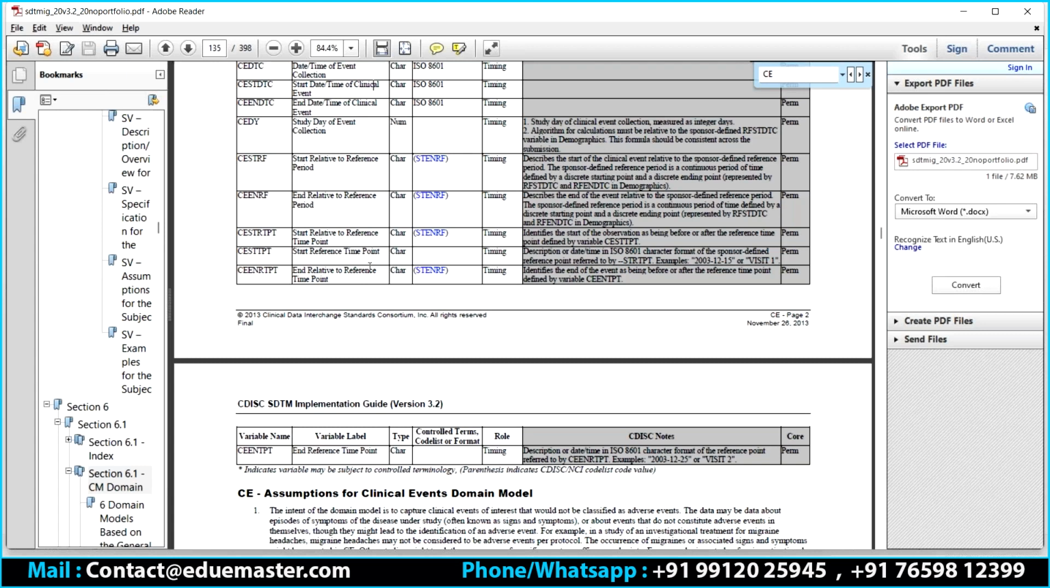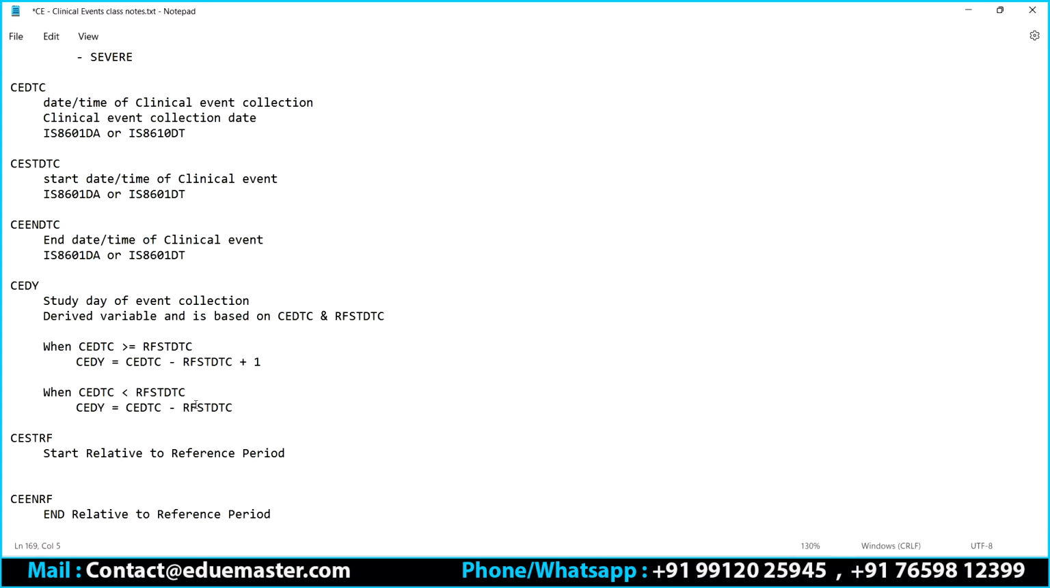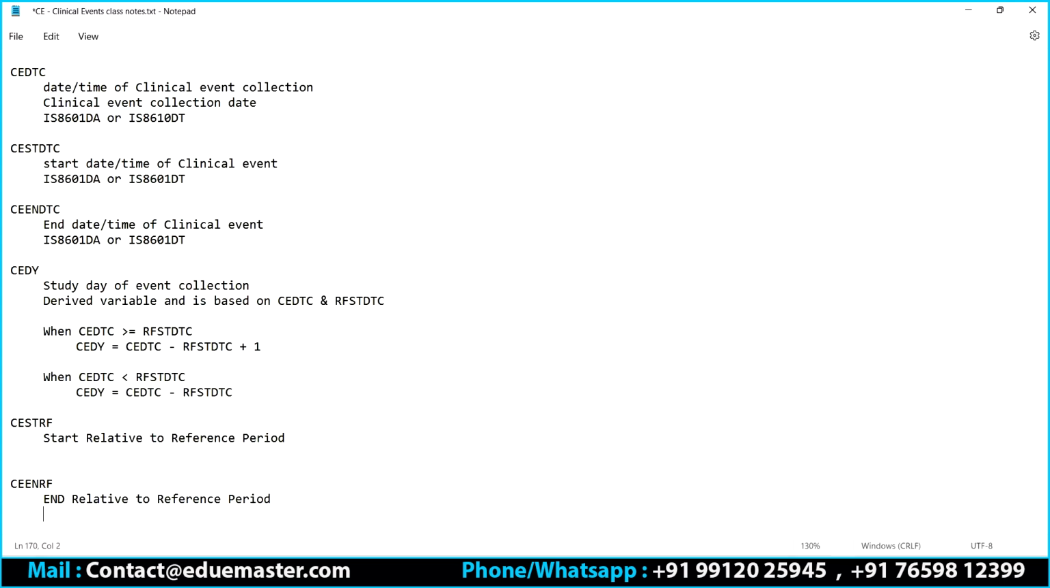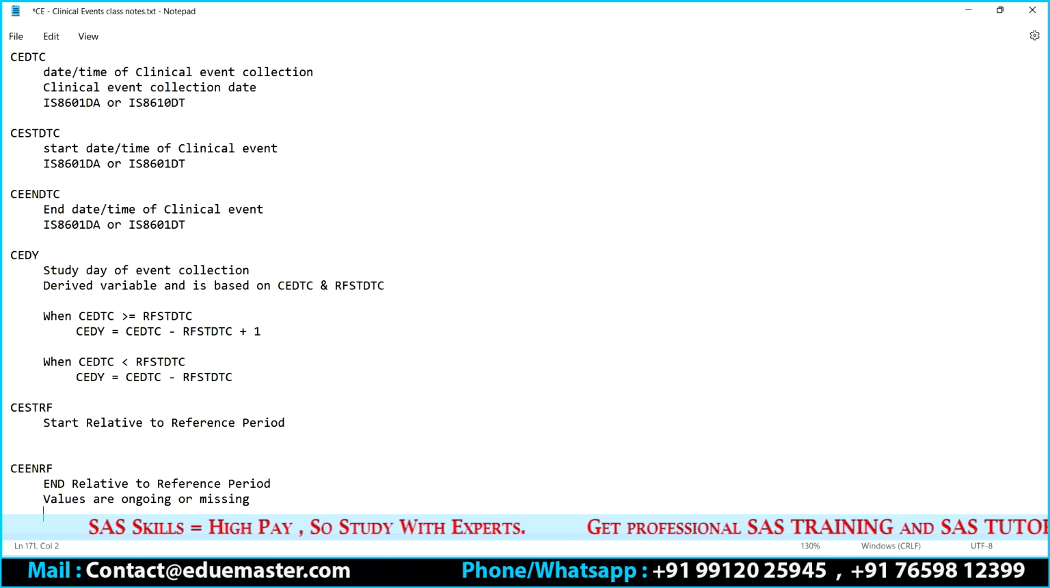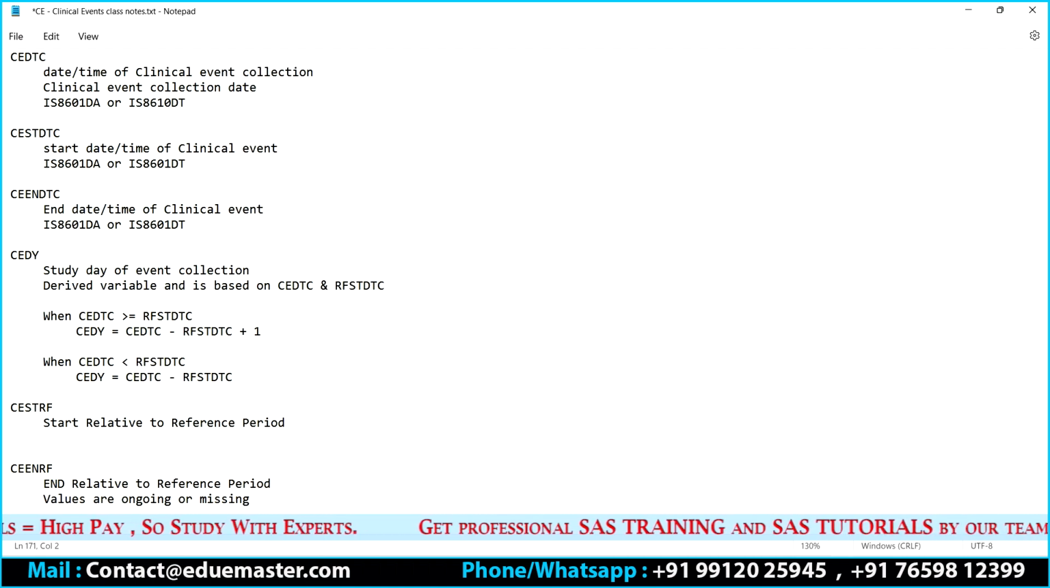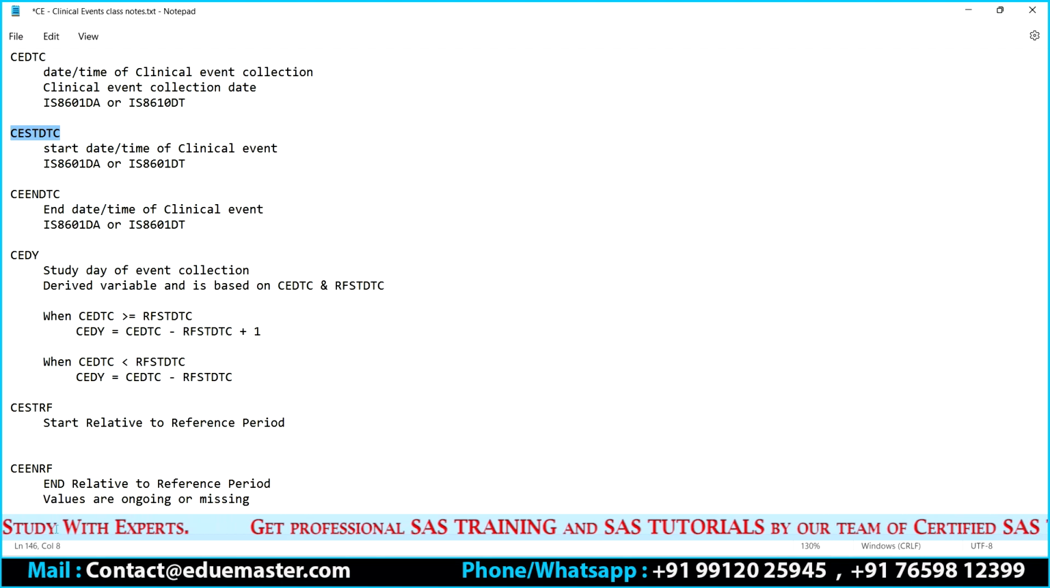Okay, then the most important thing that you need to understand here is how the values are going to be. The values are going to be either ongoing or missing. Only two things. Either it is going to be an ongoing one or it is going to be the missing values. Right? Then, how am I going to define this particular one? So when it is going to be ongoing, we have two different timestamps here, right? What is the first one?